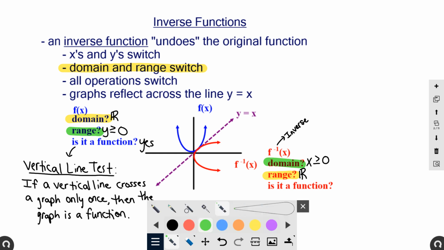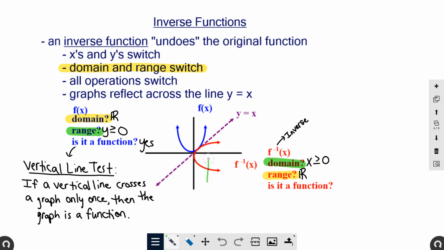You are correct. So our next question says, is this a function? If I put in a vertical line here, it hits here and hits here. So is it a function? No, because that vertical line hits through that graph more than once.